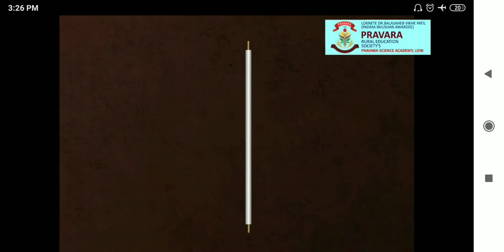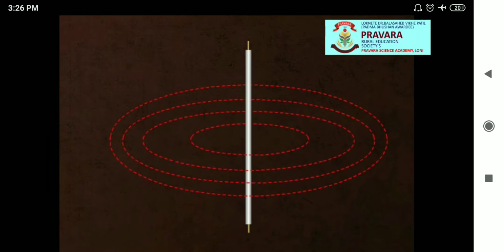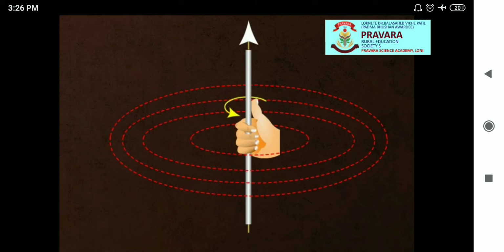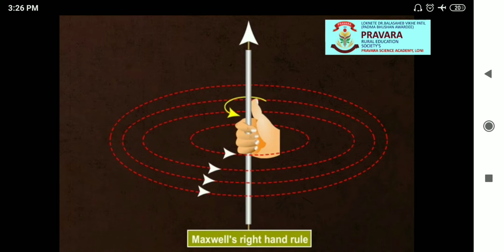In this, we can see the straight conductor, which is supposed to be connected to the electrical source, which is not shown in this experiment. Then hold that conductor in your right hand such that the straight thumb indicates the direction of current. Then the curled fingers will indicate the direction or orientation of the magnetic field which is produced around it.